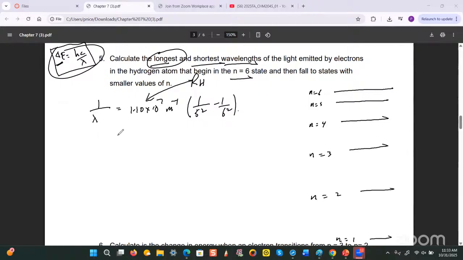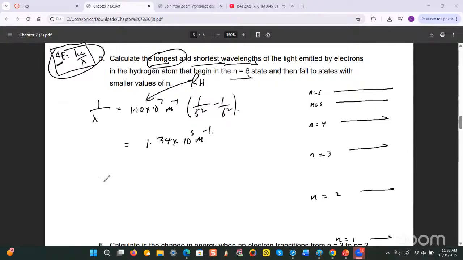Anyway, all we have to do now is the math. We plug the numbers in. I'm going to work out what's within the parentheses first, and then I'm going to multiply by 1.10 times 10 to the 7. And the answer I got here is 1.34 times 10 to the 5. And the units here will be meters to the minus 1.